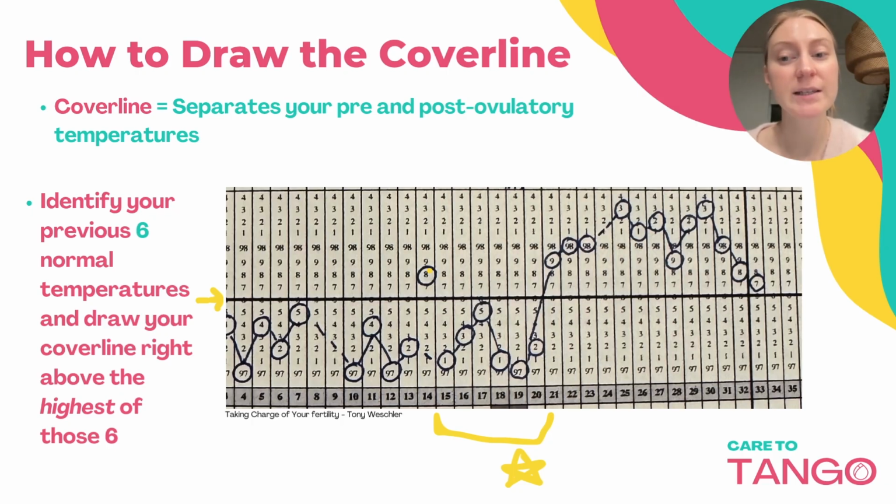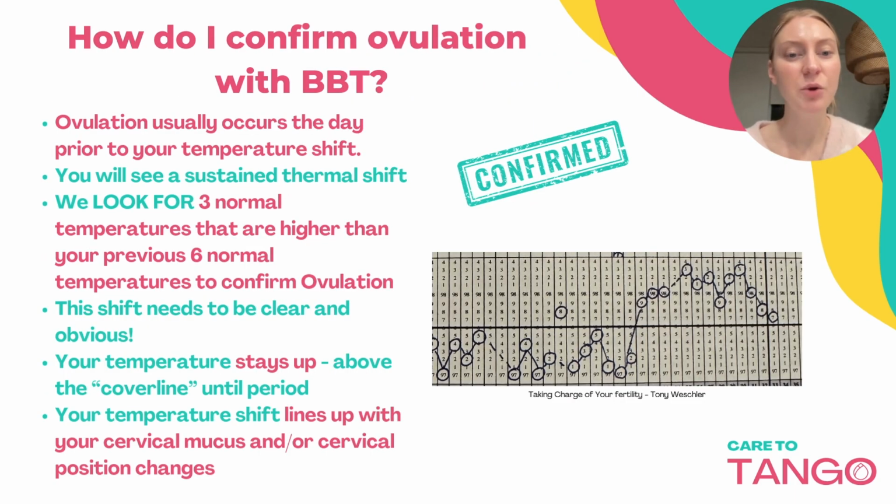Post-ovulatory temperatures should stay above the baseline for the rest of your cycle. You could have an outlier in the post-ovulatory phase, but most of the time they're all above that cover line. And the temperature will drop at the end of the cycle right before your period comes. So this is how you confirm ovulation using your temperature. Ovulation usually occurs the day prior to your temperature shift.